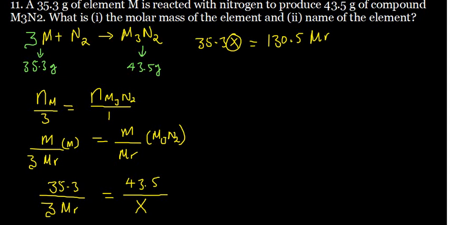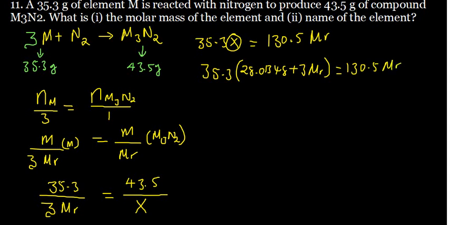14.00672. Let me check that again on the periodic table. We are multiplying that by 2, and that is 28.01348. Then 35.3 multiplied by the molar mass, which is X, plus, in this compound we have got a 3M. So we're going to multiply 3 by the molar mass of M, which we don't know. And this is going to be equal to 130.5, the molar mass. So I'm going to divide both sides by 35.3. If you want, you can distribute the 35.3.